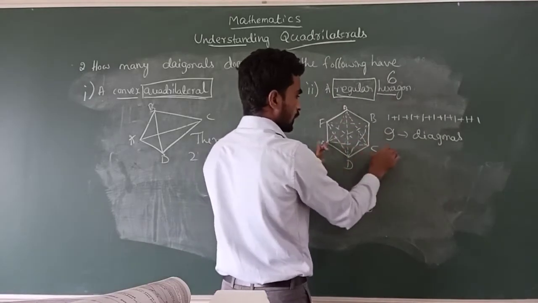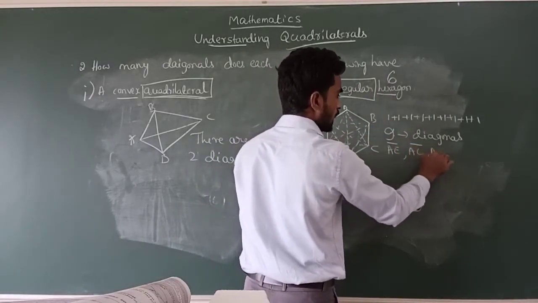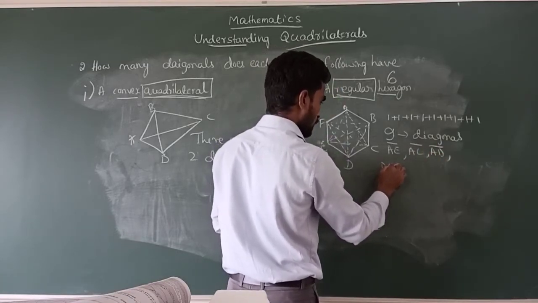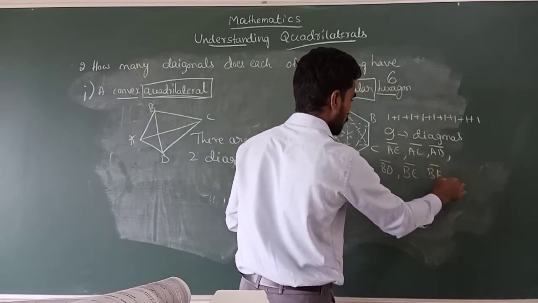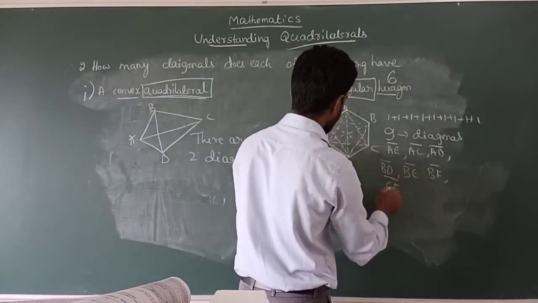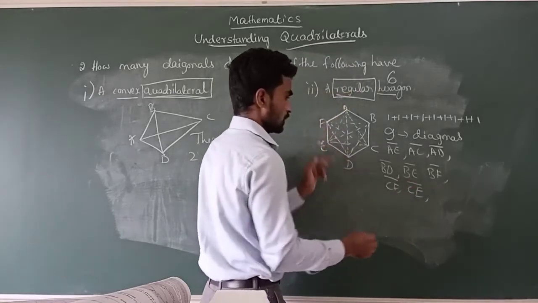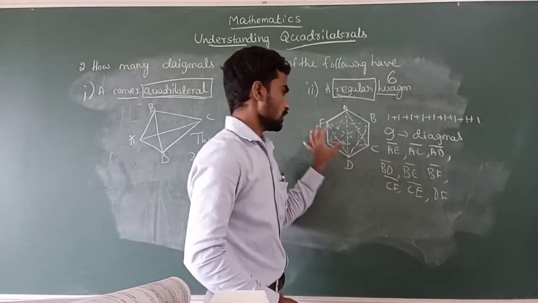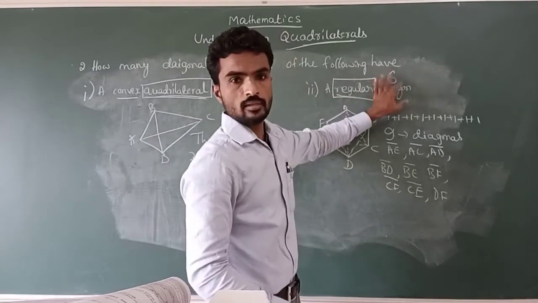They are AE, AC, AD, BD, BE, BF, next CF, CE, and the last one is DF. 3 plus 3 plus 3. There are 9 diagonals in a regular hexagon.